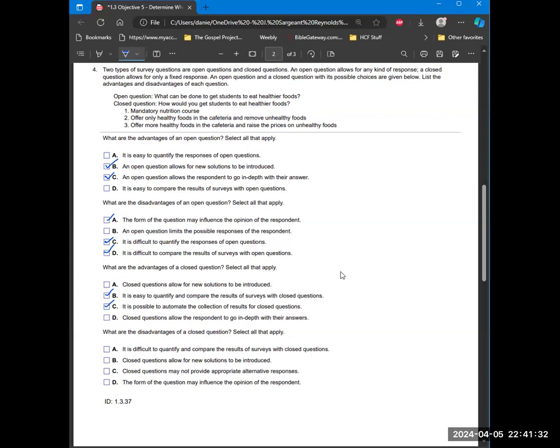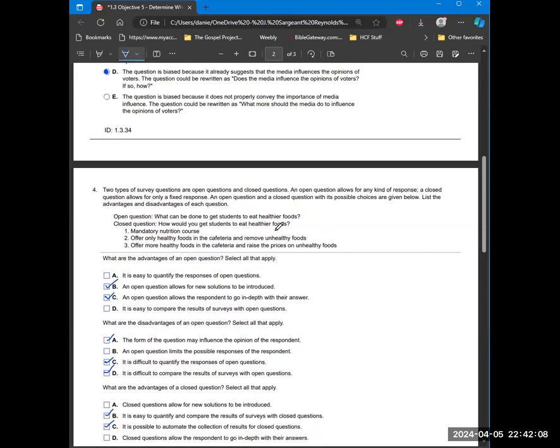So those were the advantages. What are the disadvantages of a closed question? Closed questions may not provide appropriate alternative responses, and the form of the question may influence the opinion of the respondent. So the form of the question is always something that we need to consider, whether it's open or closed questioning. You'll hear this called an open-ended question or a closed-ended question sometimes as well.